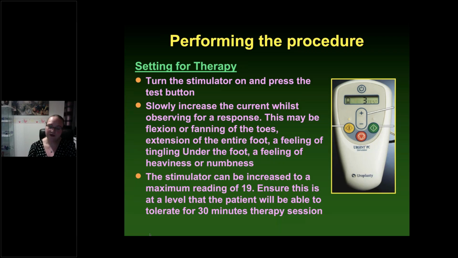It is completely normal that patients become acclimatized to their sensation during treatment, and within 5, 10 or 15 minutes of the treatment, they may no longer have the sensory response. That does not mean that it's not still working for them.